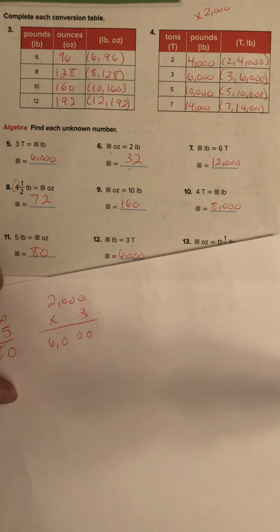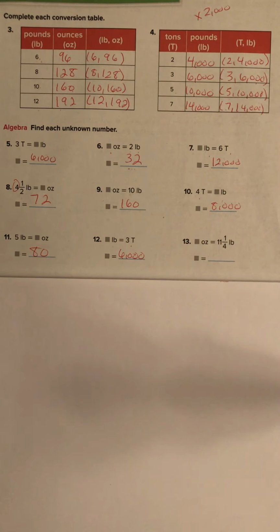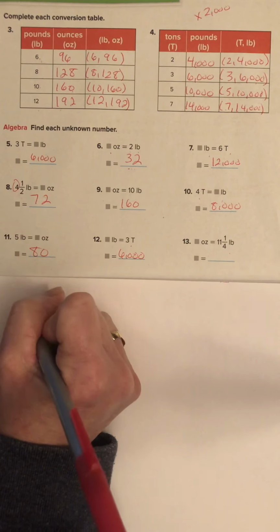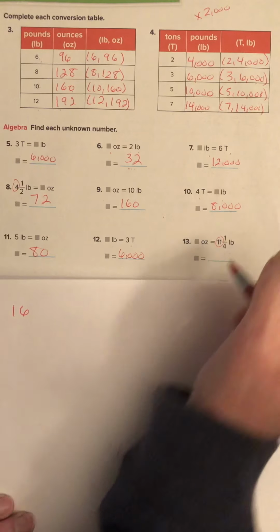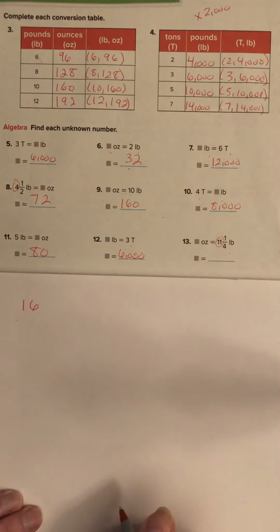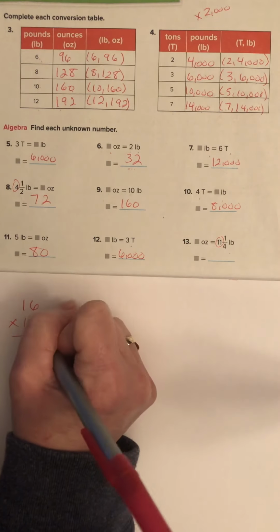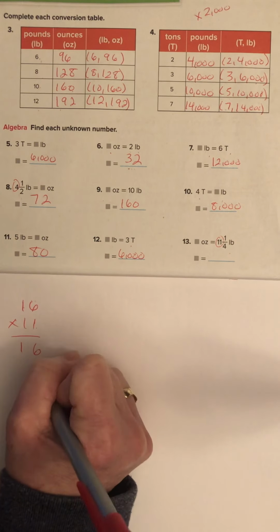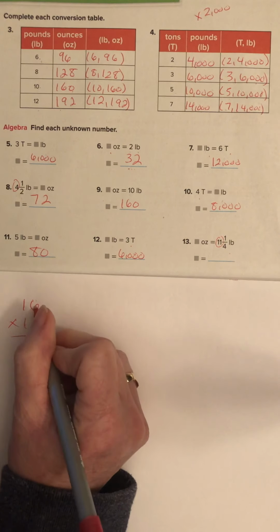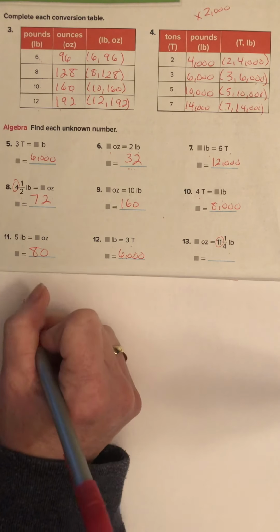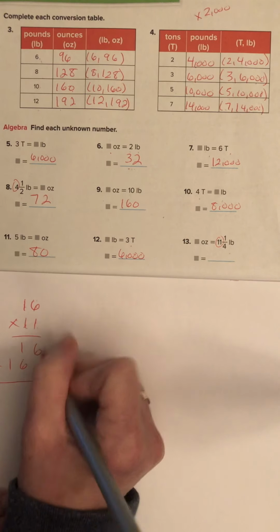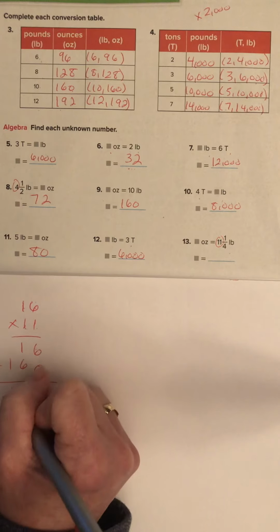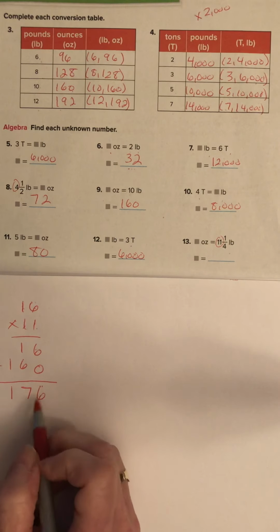Okay. Now this next one again has a fraction, okay? So I'm going from pounds to ounces. So I have 16 ounces per pound. I multiply by that whole number first, so 16 times 11. 1 times 6 is 6. 1 times 1 is 1. I put down the 0 as my placeholder. 1 times 6 is 6. 1 times 1 is 1. Now I add. 6 plus 0 is 6. 1 plus 6 is 7, 1. Okay, so that's how many whole I have.